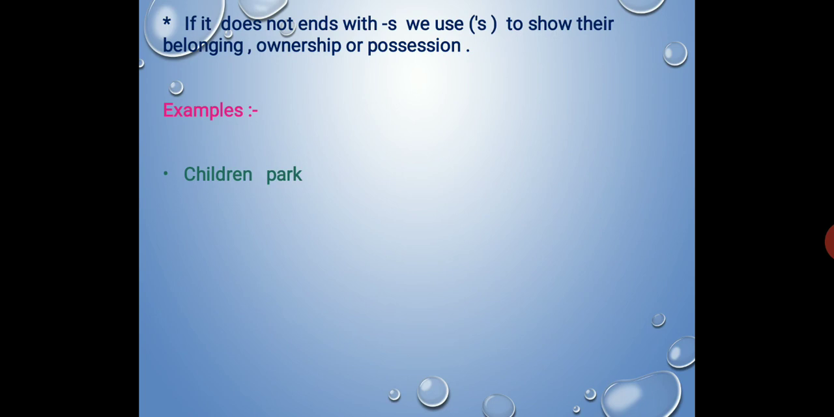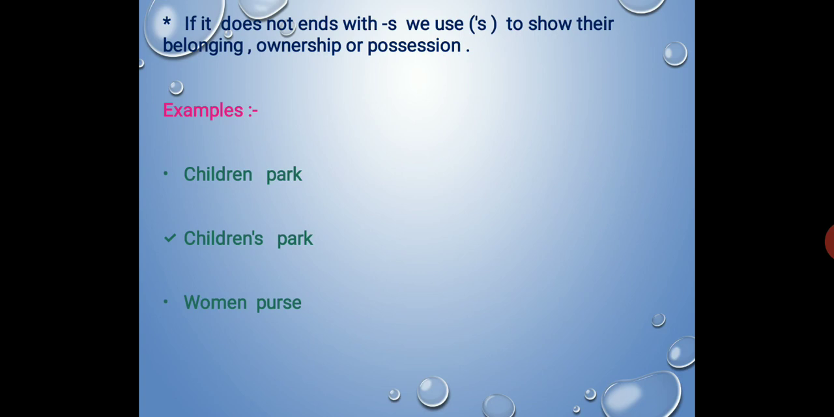Children park. Here children is in a plural form. We are not talking about only one child. Children means many. So if we want to show the possession of children, we use apostrophe and s both after children. Means the park belonging to the children. So what will be the answer? Children's park.